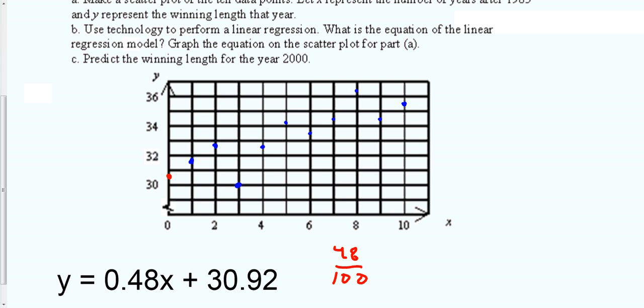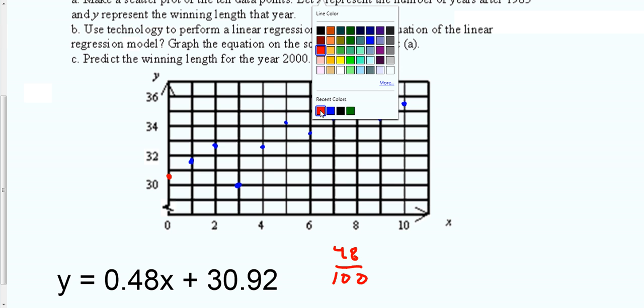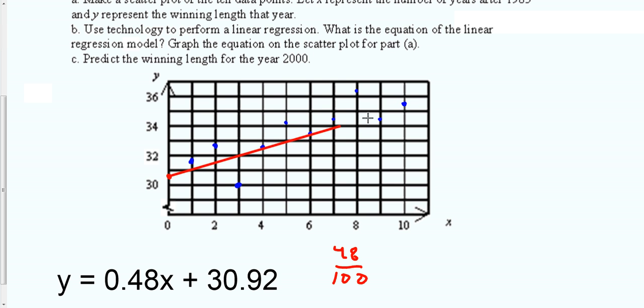So it's going to look something like this. I'm going to use red again to show it. It's going to look over something like this. So this would be our line of best fit. This y equals 0.48x plus 30.92. So we graphed our equation. We found the equation, then we graphed it.